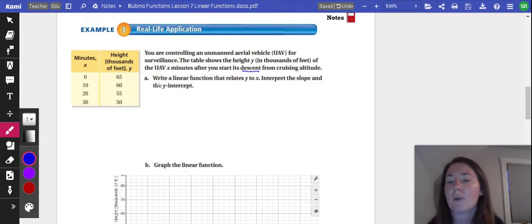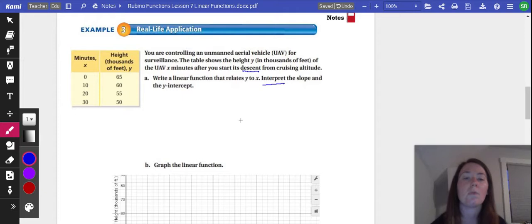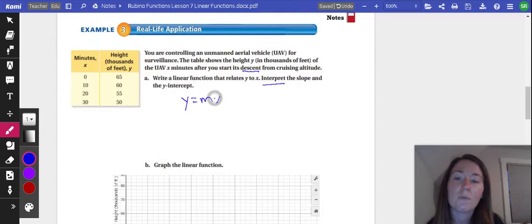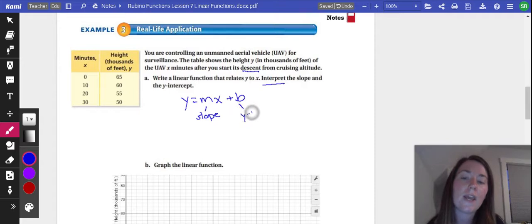Now, part A wants us to write a linear function that relates y to x. We are going to interpret the slope and the y-intercept. So there's that word interpret. Remember, the word interpret means that we are putting the slope and the y-intercept numbers into real-world context. All right, so let's come up with the linear function first. Again, we have slope-intercept form, y equals mx plus b, where m is the slope and b is the y-intercept.